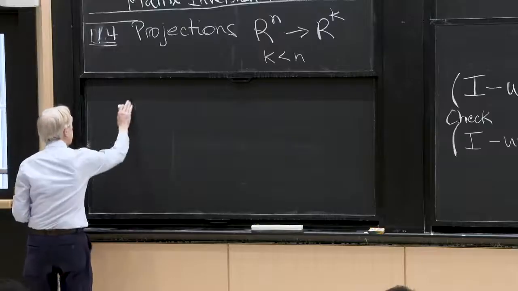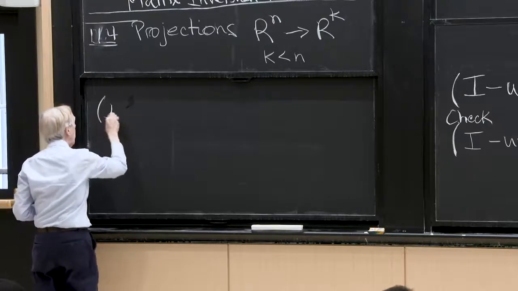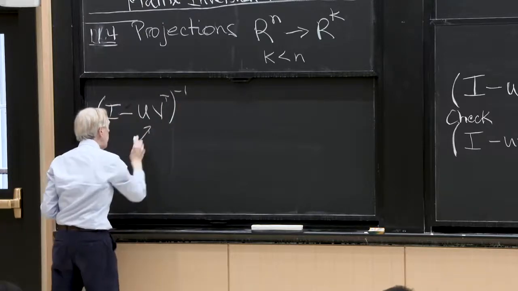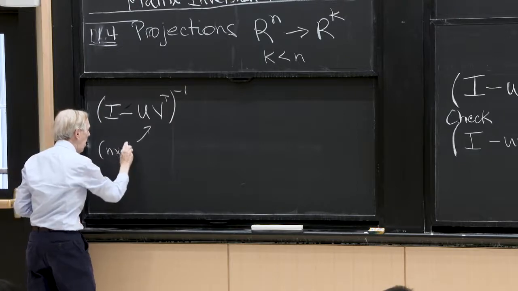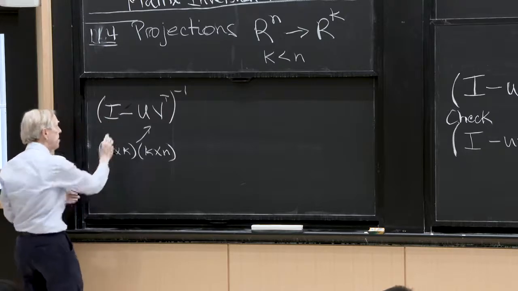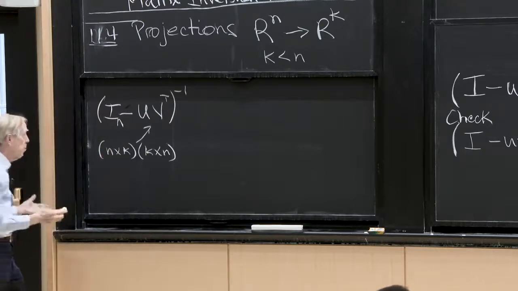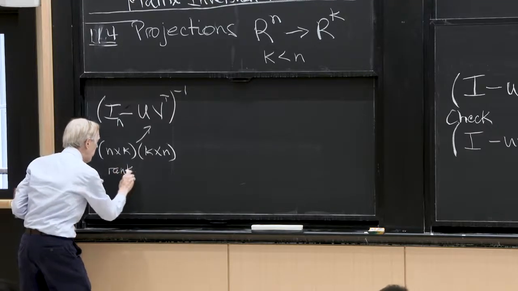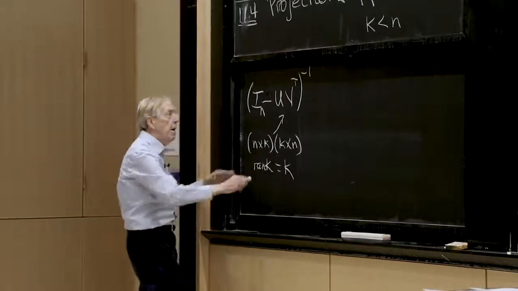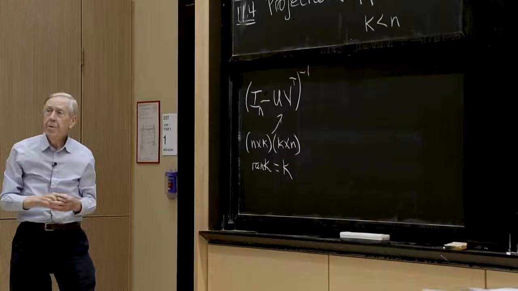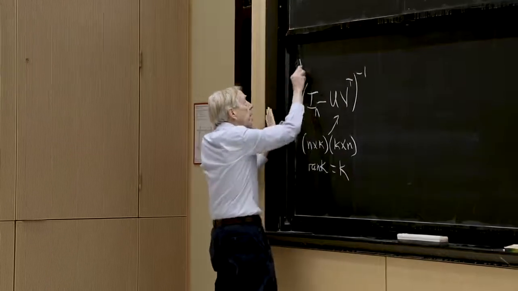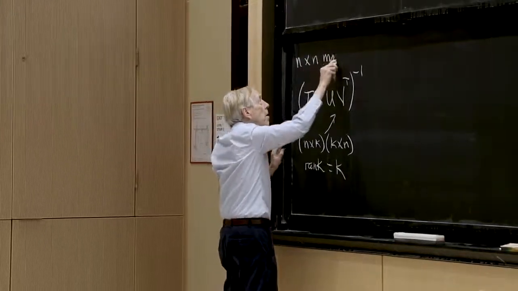So let me see what I think the formula would be. So now I minus UV transpose inverse. So this is n by k times k by n. So it's an n by n matrix, and this is the identity. But what is the rank of that now? K, right. So the whole thing is the inverse of an n by n matrix. So I have an n by n matrix to invert.